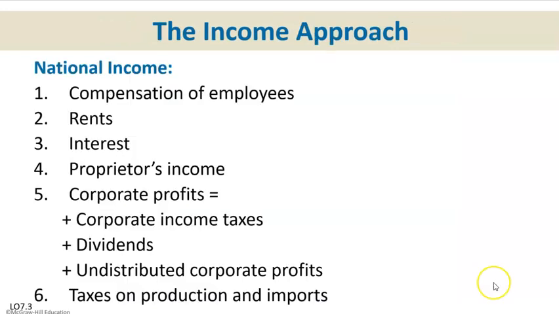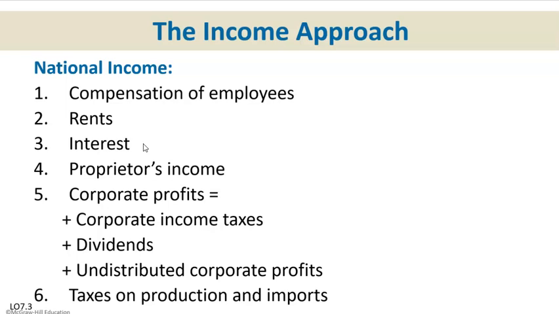Okay, let's dig in. Step 1 in solving for the income approach is calculate national income. There's 6 pieces of national income that you will add together. First, compensation of employees. This is like wages, salaries, benefits. This is what our labor force receives as income. The second one is rents. This is income for landowners. The third one is interest. This is the interest that you'll receive from your financial investments.